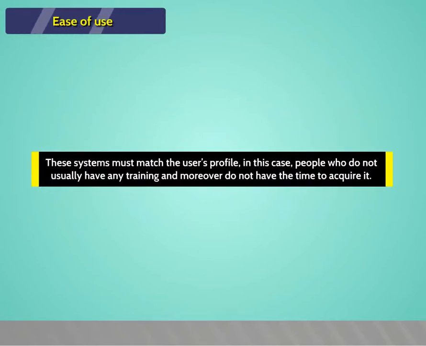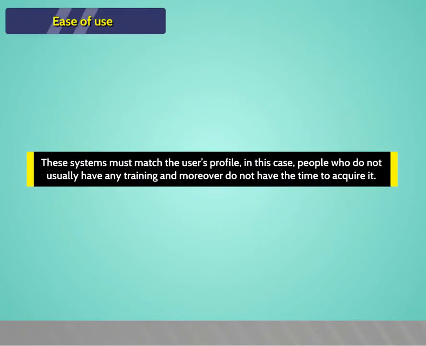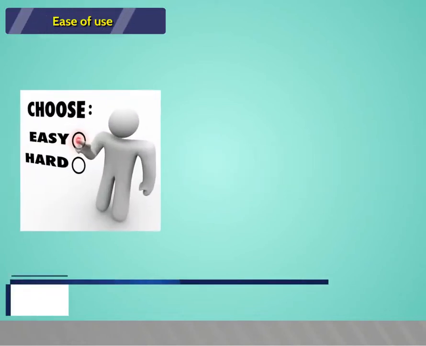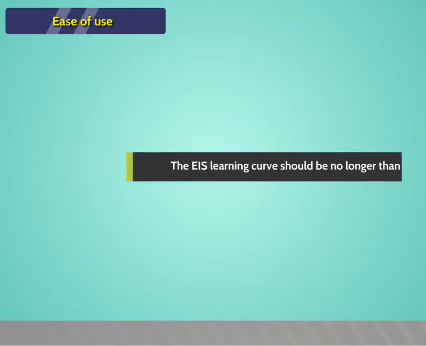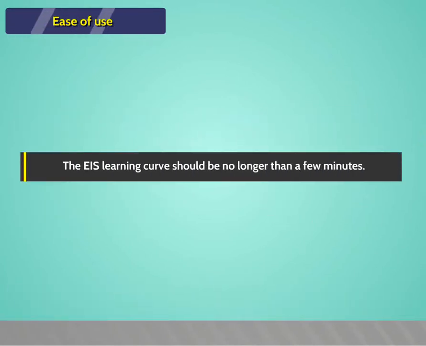Ease of use. These systems must match the user's profile, in this case people who do not usually have any IT training and moreover do not have the time to acquire it. This means that they must be easy to use and allow direct, intuitive access to their features. The EIS learning curve should be no longer than a few minutes.